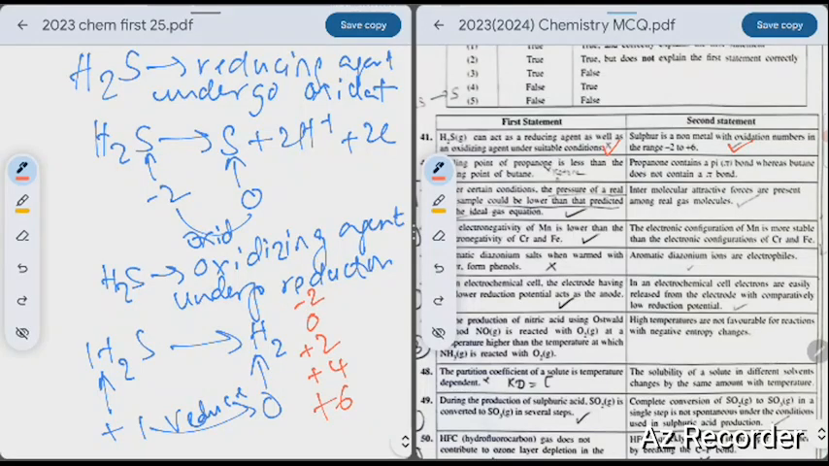That is also correct. Now, both the first and second answers are correct. But here the second answer does not explain the first one. Because first it says it can act as a reducing agent as well as an oxidizing agent. But in the second answer they talk about the oxidation numbers, in which sulfur can range from -2 to +6. So there is no connection between these two. Therefore, the answer for the 41st question is answer 2. Next, 42nd question.